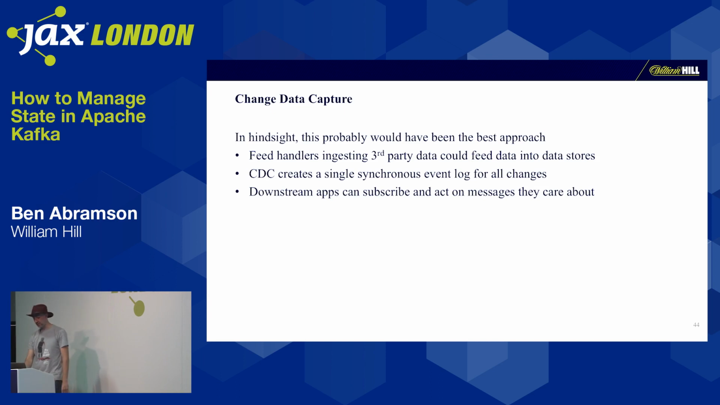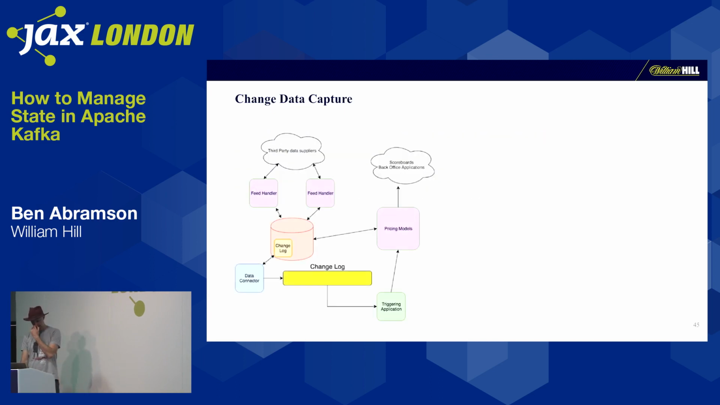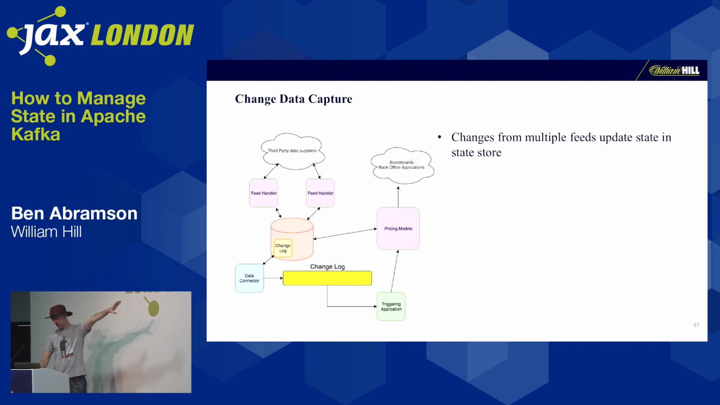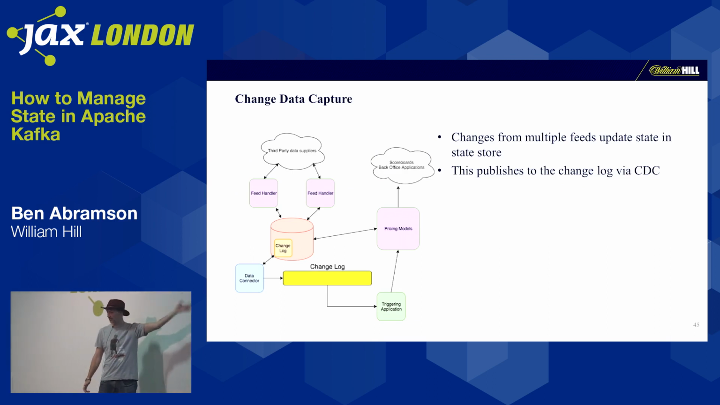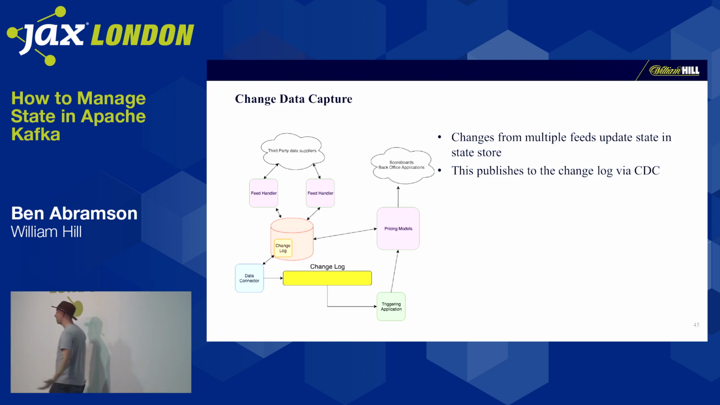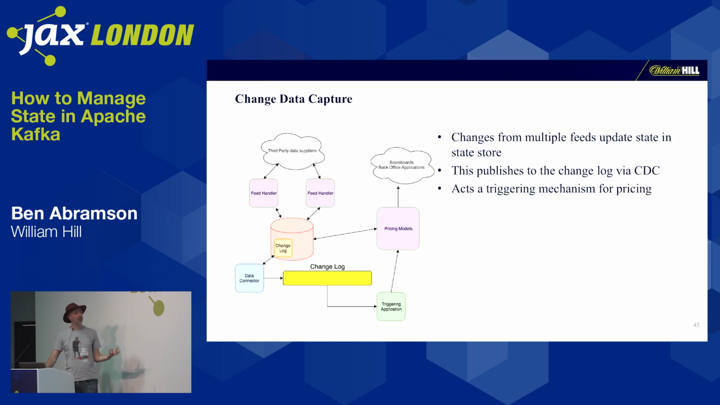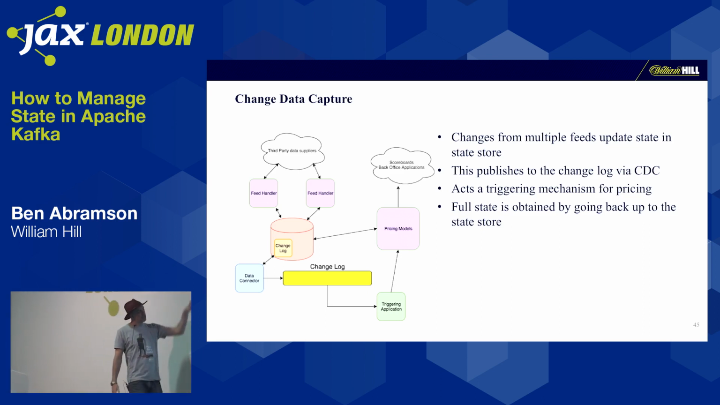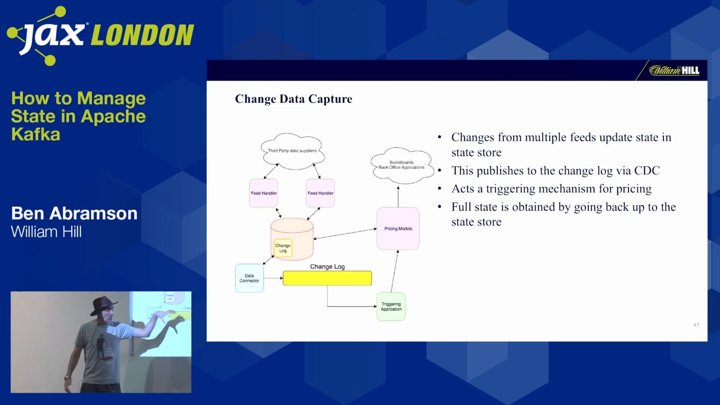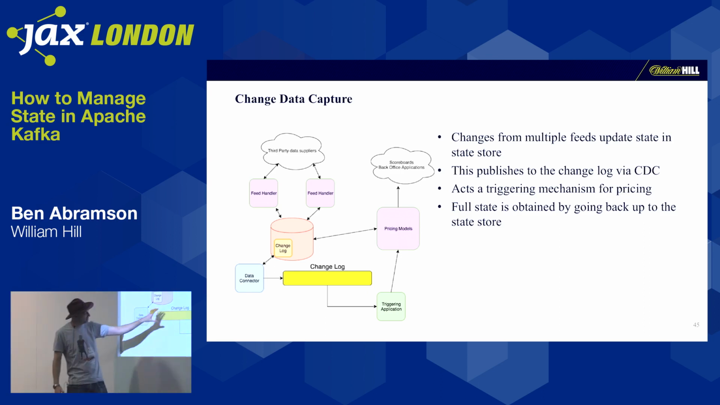So for us, it would have probably looked something like this. We have changes from multiple feeds coming into the database, and CDC publishes them via the changelog with a data connector. There are loads of Kafka connectors that connect to pretty much any data store that will publish these changes for you. And it acts as a triggering mechanism for pricing. The full state is obtained by going back to the database. The really great thing about this is you no longer have to push all the garbage down through here. This becomes a really lean triggering mechanism.